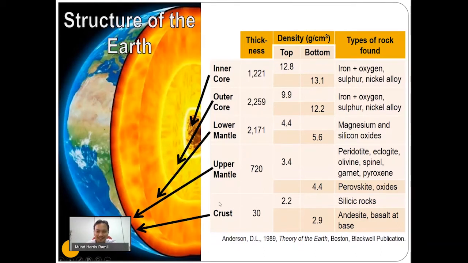The density, this starts at 2.2. Okay, this is the top part. So the top part is 2.2. Then the bottom of the crust, this is us. Okay, here, yeah, it's us. Then the bottom part is 2.9.